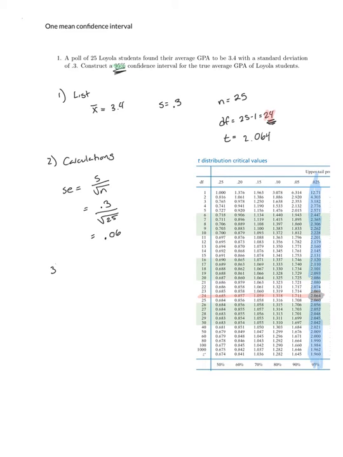Third step is going to be my interval. My interval will be x bar plus or minus t times SE. I'll get 3.4 plus or minus 2.064 times 0.06. When I solve this interval, the lower value should be right around 3.28. Once again, keeping 2 decimal places for mean problems. And the upper one, 3.52. Now, because this is an average problem, these are not percentages. I don't have to do anything weird with them. I'm just going to leave them just like that.